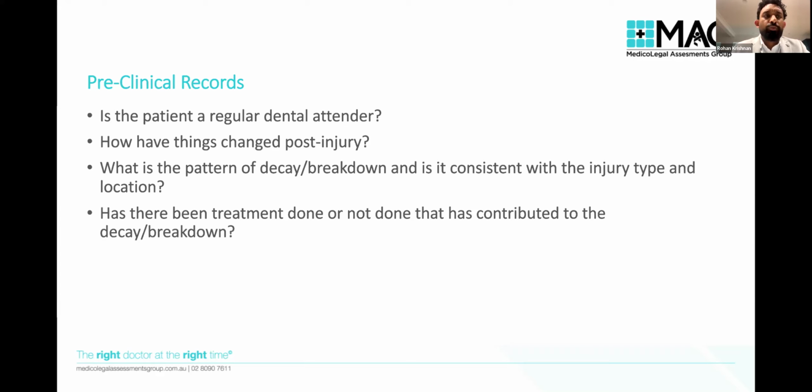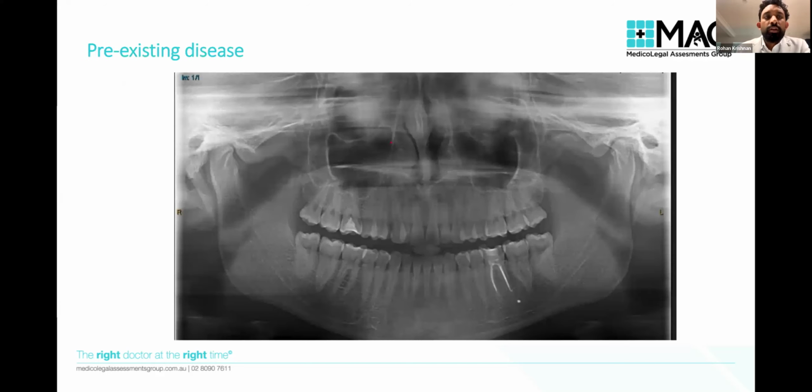And then we can form a view of whether or not the decay is actually related to the injury, or is it something that was going to happen anyway because of a pre-existing treatment that's been done, either properly or improperly. So this is an example of pre-existing disease.